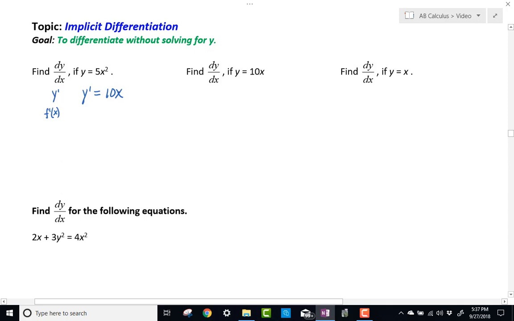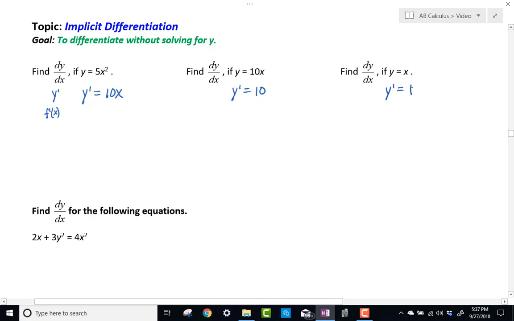All right, same thing, find dy dx, that means find the derivative. Well, the derivative of y is y prime, and the derivative of 10x is just 10. The last one here, dy dx, if y equals x, the derivative of y is y prime, and the derivative of x is simply 1.